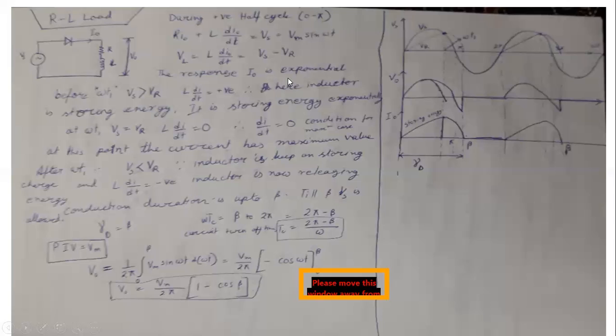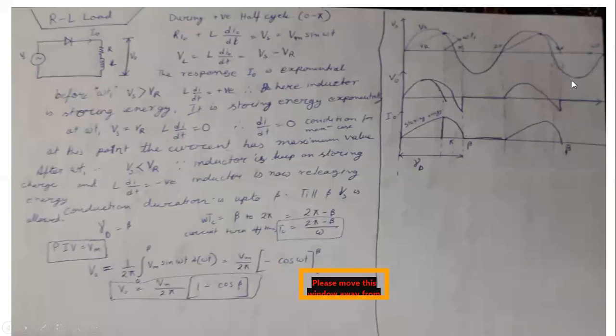And the response I naught is exponential. Exponential means it will be charging. Since the inductance is getting charged gradually, you are getting exponential values. And you can see in this picture that the supply voltage is drawn in this way. The equal sinusoidal waves are drawn.